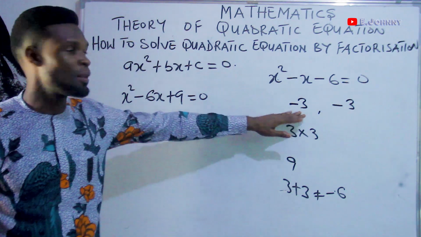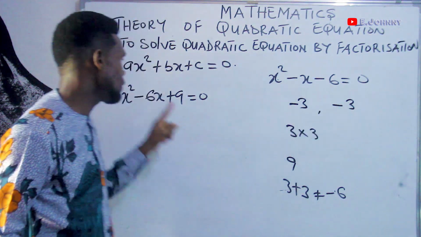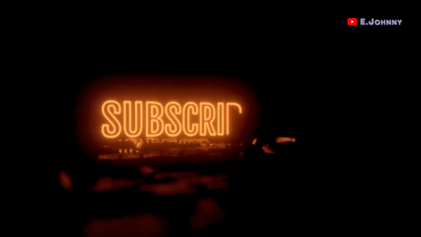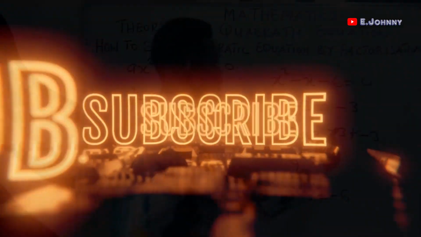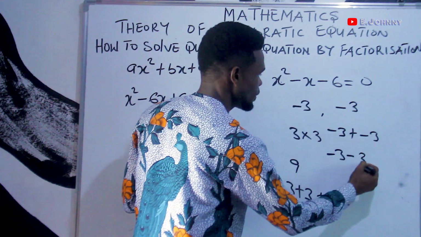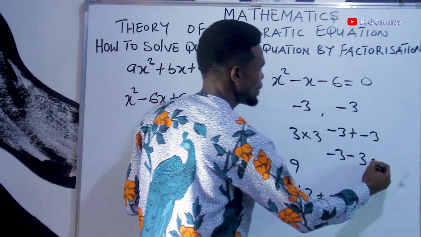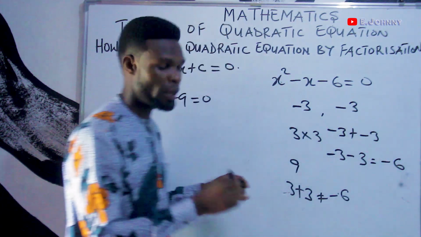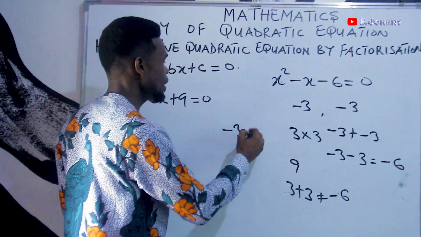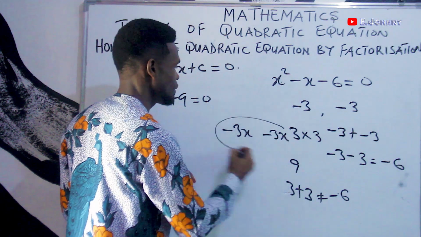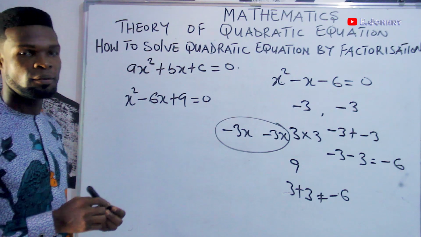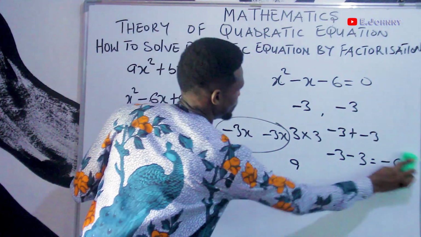So let's multiply and see. Minus 3 times minus 3 will give us plus 9. But minus 3 plus minus 3: now this is minus 3, so you have minus 3, plus minus is minus, and then 3. Minus 3 minus 3 is minus 6. So you can see that the two numbers are minus 3x and minus 3x. This is what you substitute in the place of minus 6x. Okay, let's continue.